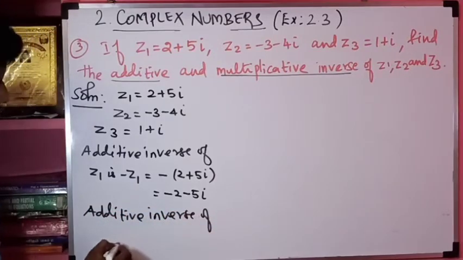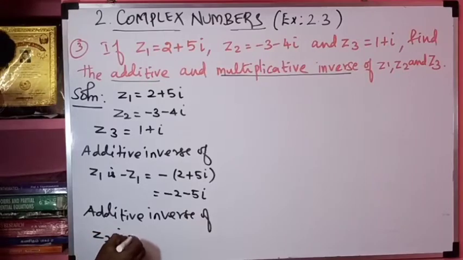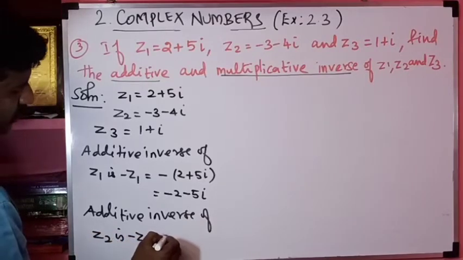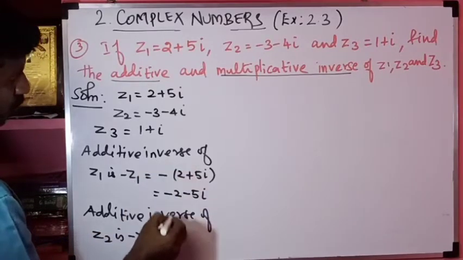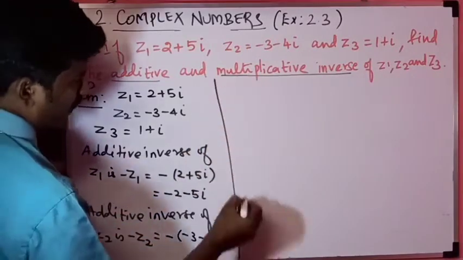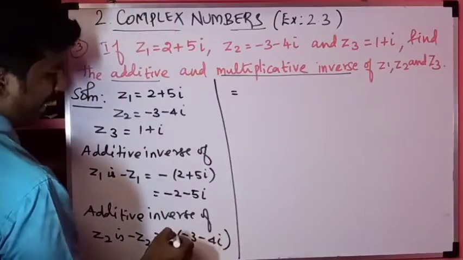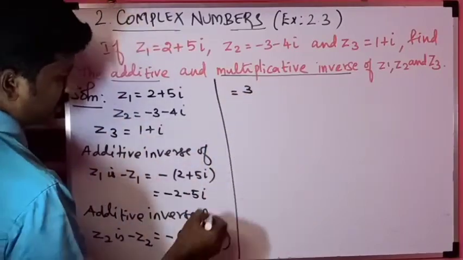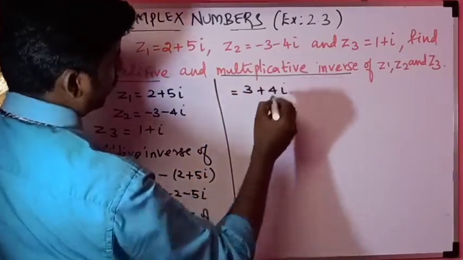The additive inverse of Z2 is minus Z2, right? Which is minus the Z2 value, minus 3 minus 4i. So this is minus times minus, plus 3, and this is plus 4i, right?